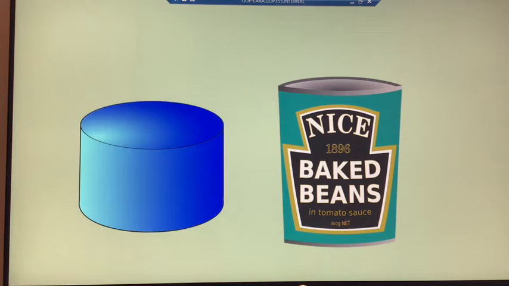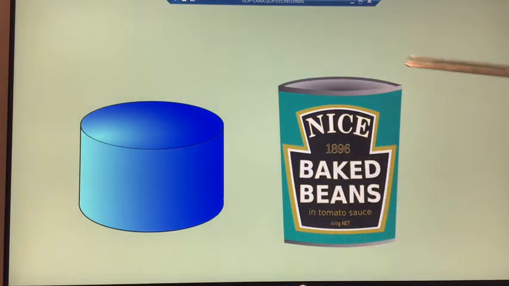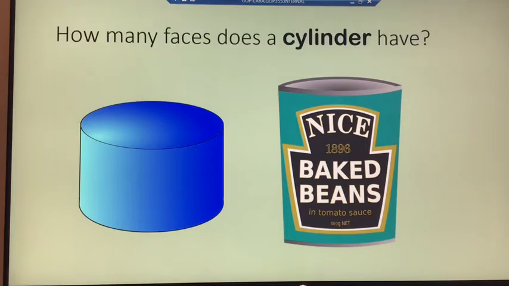The next 3D shape we're going to look at is a cylinder. As you can see here, it's a very common shape in the real world. Now, the question I'm going to ask is, how many faces does a cylinder have? And in the context of this lesson, the faces on a shape can be flat or they can be curved.